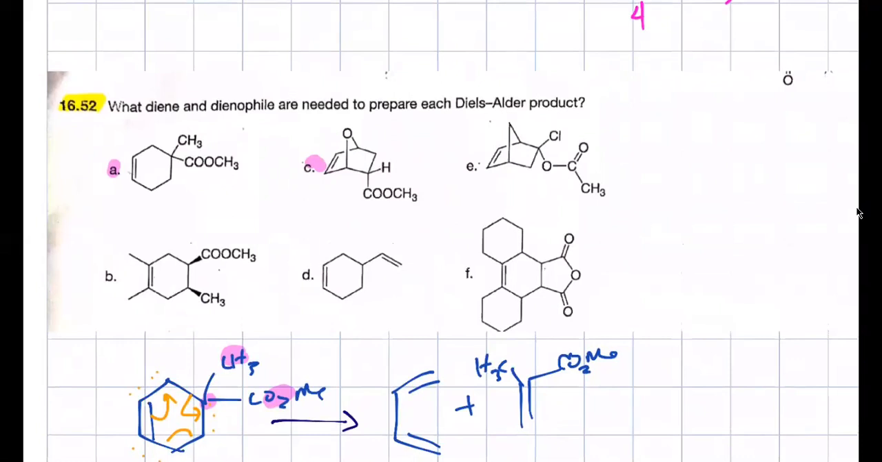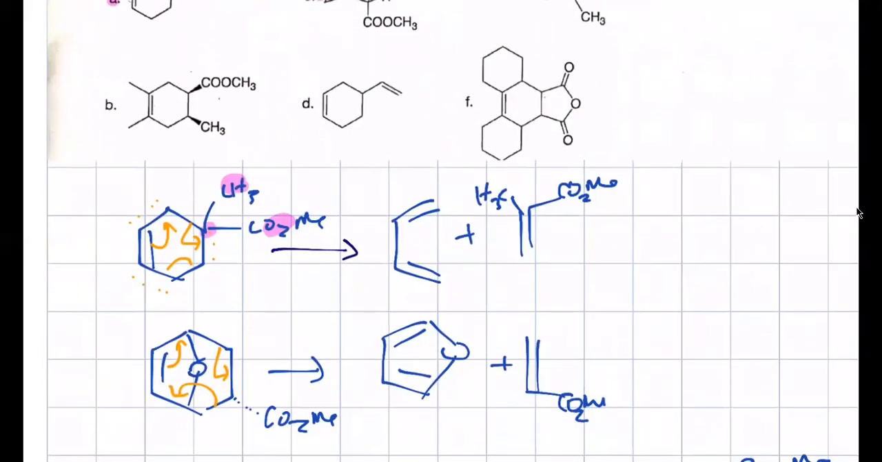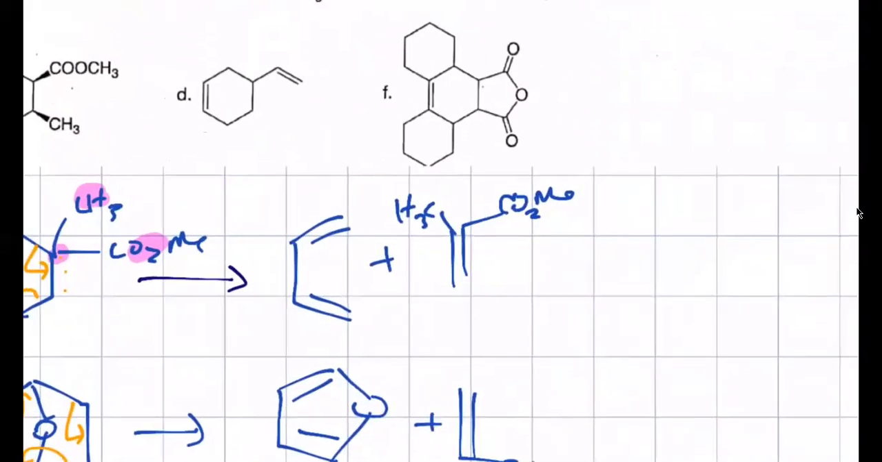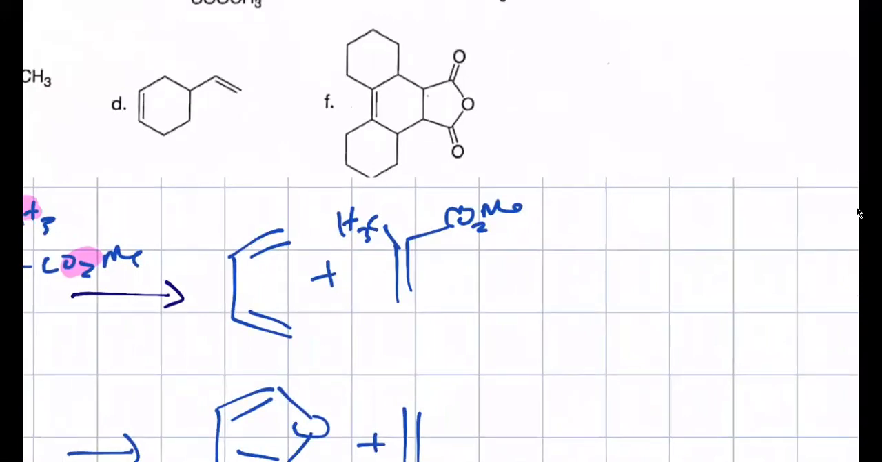All right, let's do F. F looks like a monster, but it's really not. What are you gonna do on F? Same thing. Start at the double bond, at the alkene. Yeah, nothing changes, right? It doesn't matter how fancy it looks. If it's asking you to do the retrosynthesis, this is the process.